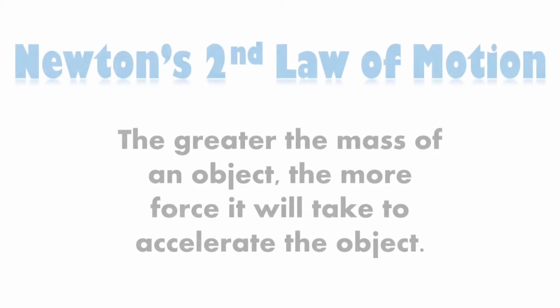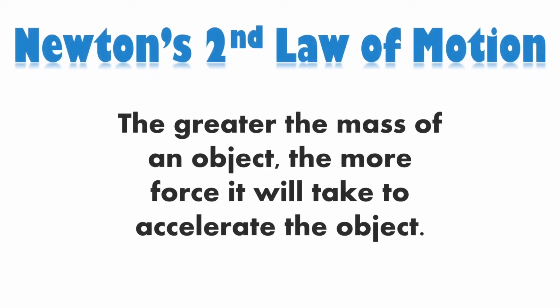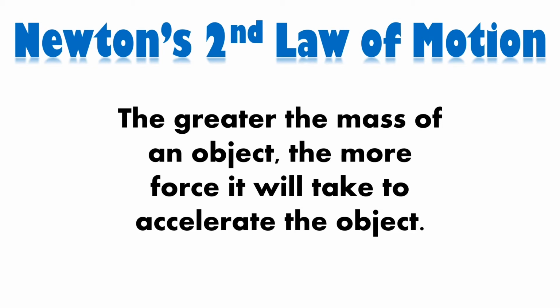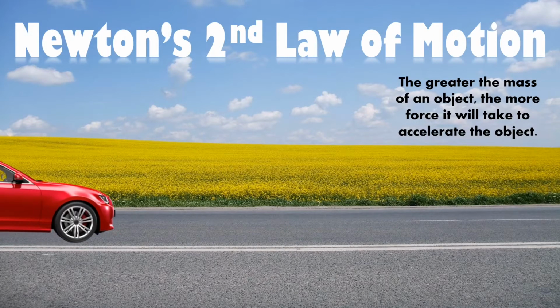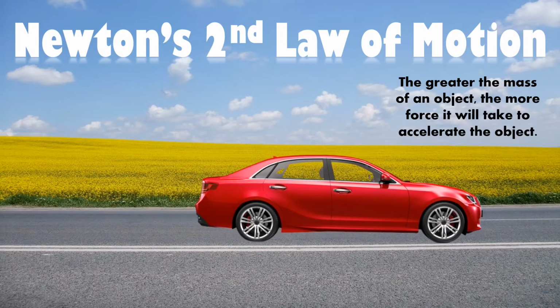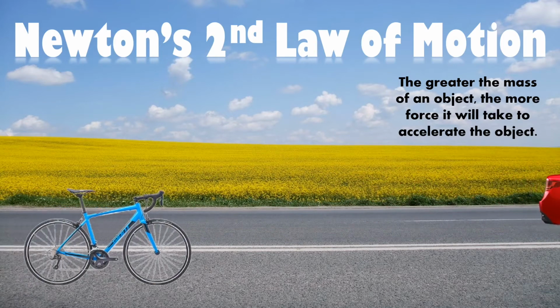In Newton's second law of motion, it states that the greater the mass, or weight, of an object, the more force it will take to accelerate or move the object. For example, 2 objects with different weights will need different forces to move them, and the acceleration levels will be different. Like a bicycle versus a car. The car will need more force to move than that of the bicycle because it has more weight or mass.